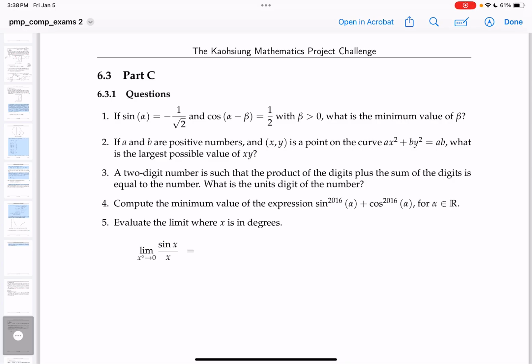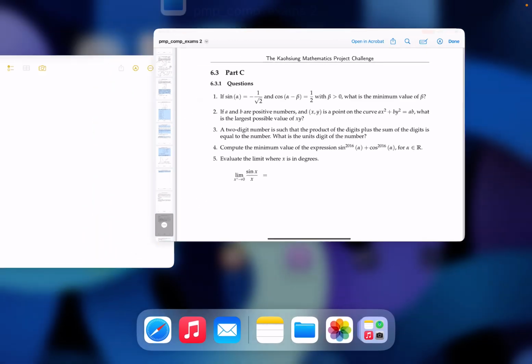Okay, question number one. This says the sine of alpha is minus 1 over root 2. The cosine of alpha minus beta is equal to 1/2. They tell you that beta is greater than 0, and they want to know what the minimum value of beta could be. All right? So I'm going to go to the whiteboard and write down what they've given me, and then I'll try to get what they've asked for.